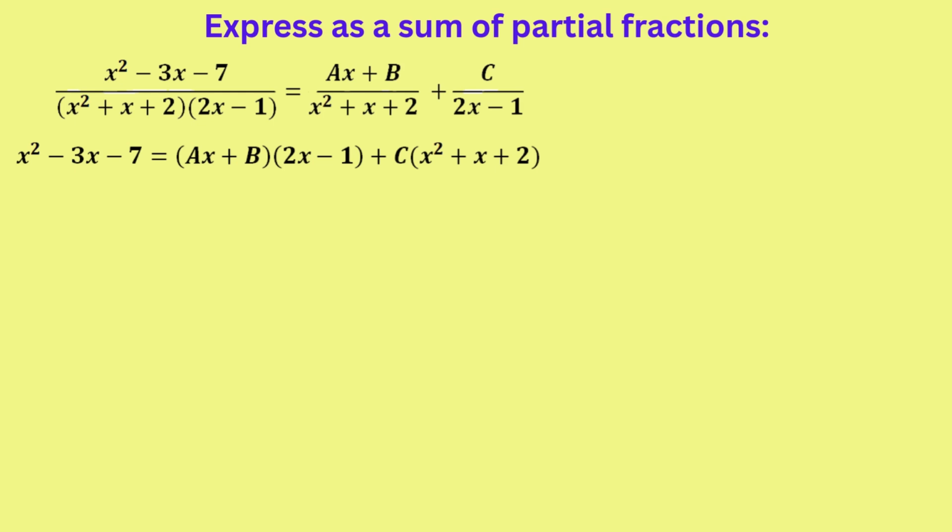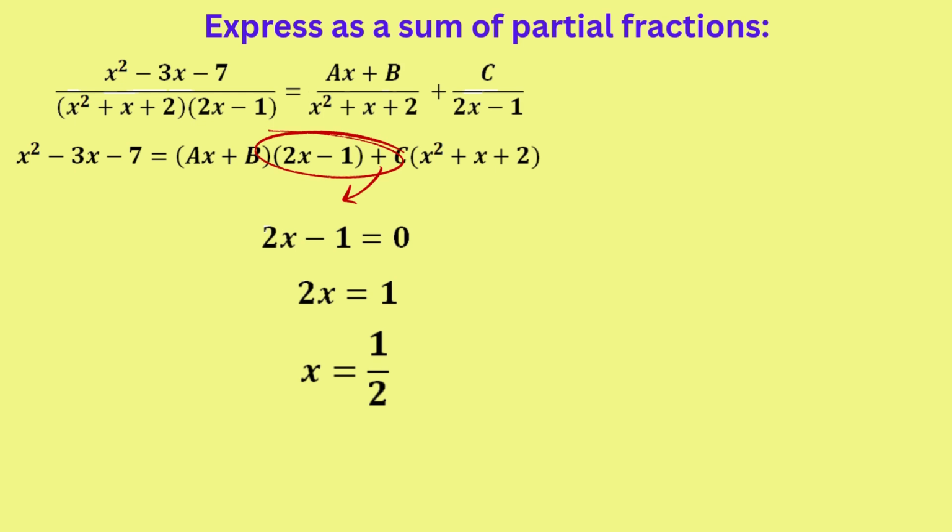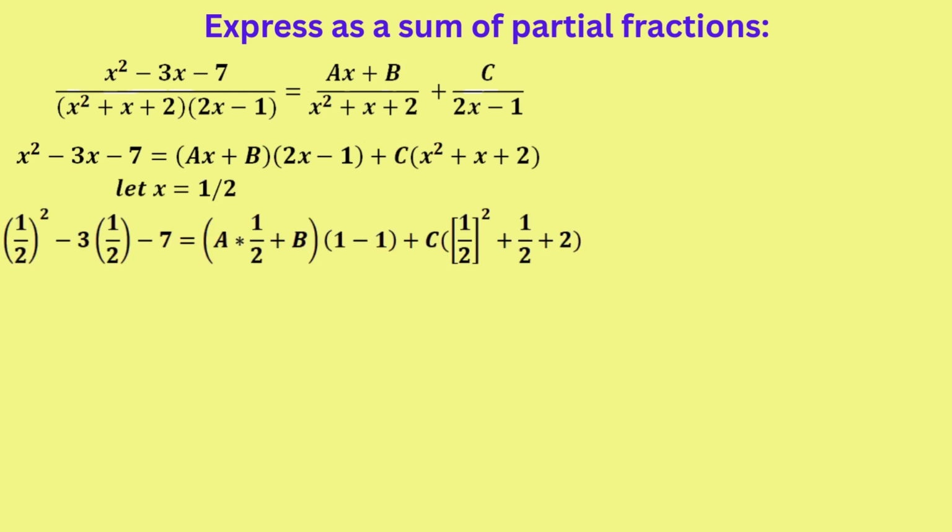Now let's substitute values of x that will make the bracket 0. For the bracket with 2x minus 1, x equal to a half will make the bracket 0. By the way, to know what value of x to substitute, you can equate the brackets to 0 and solve to get x equal to a half. Now let's substitute x equal to a half into the identity equation.